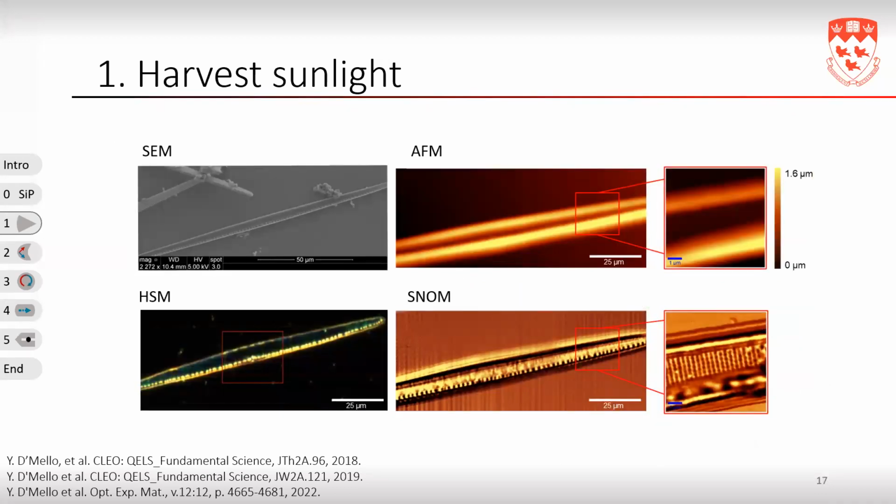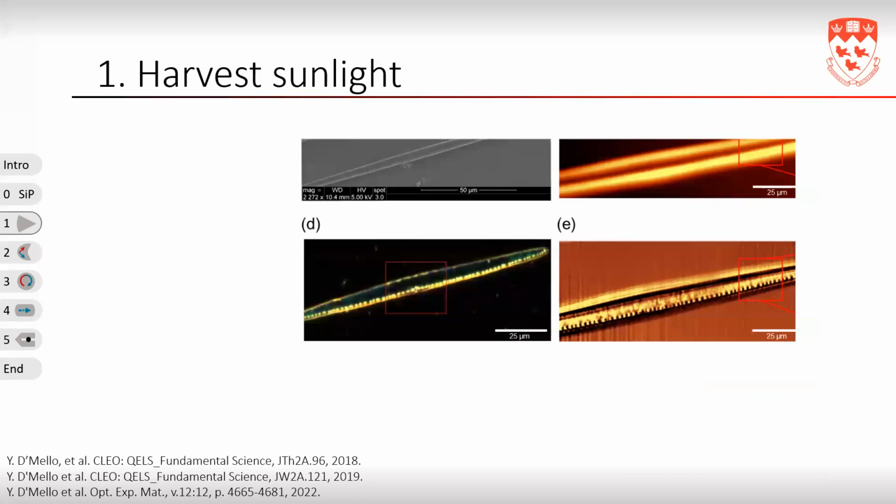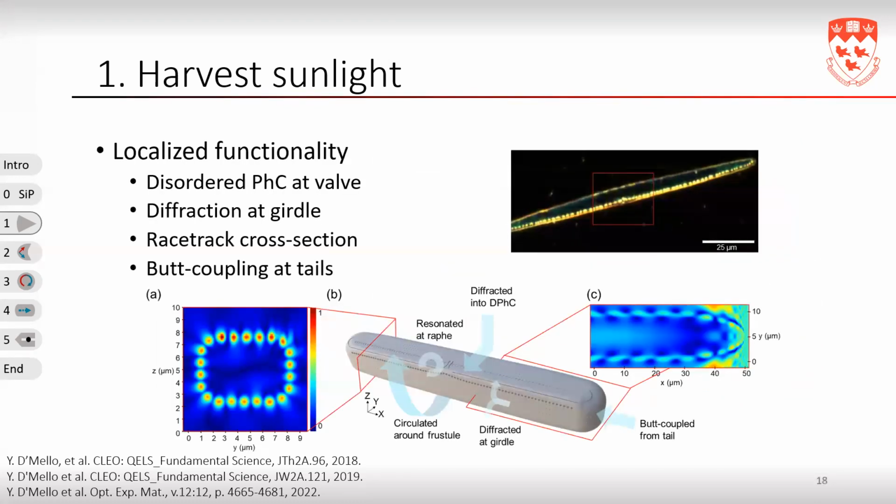Now, if I take this valve and study it under 4 different microscopy techniques, I can extract the topography of the valve using SEM and AFM, and I can extract its optical response using HSM and SNOM below. Combining this with simulations of the entire frustule, I can identify certain localized functionalities within the frustule. There's a disordered photonic crystal at the valve, which we discussed earlier, diffraction at the girdle, the cross-section of the frustule operates like a racetrack, and it shows butt coupling at the tails.